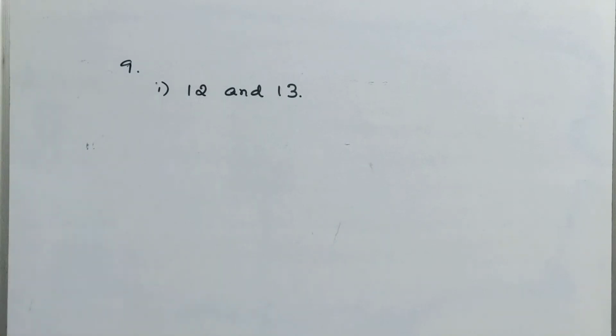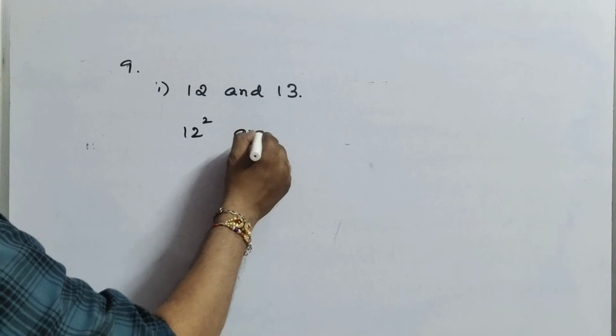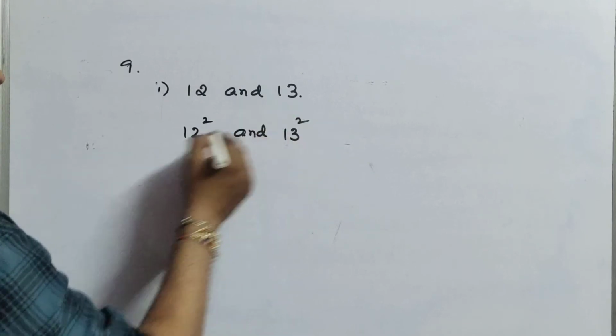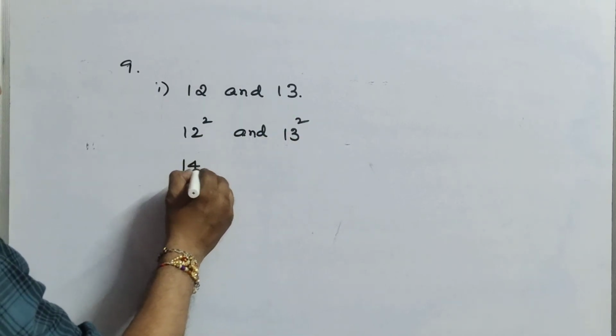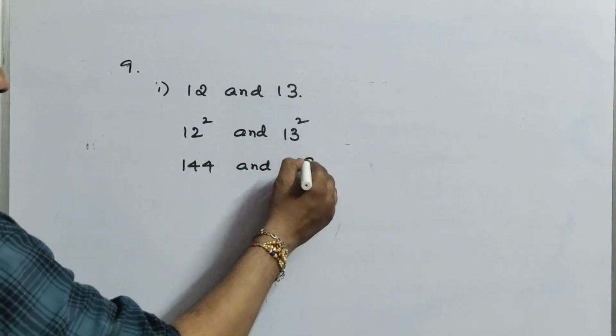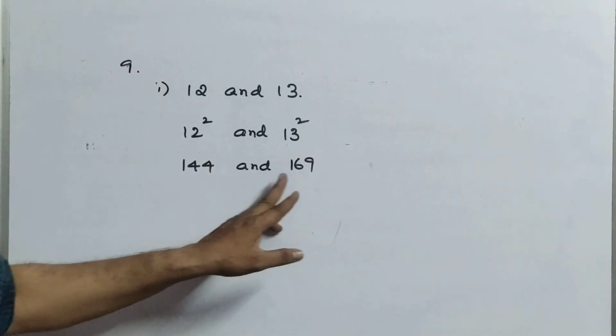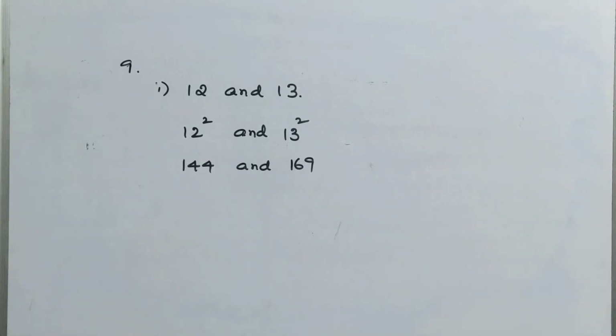That means 12 squares means 12 square and here 13 square. You will do here 12 square means 144 and here 13 square means 169. That means it is asking how many numbers lie between 144 and 169. Okay, is the question clear?